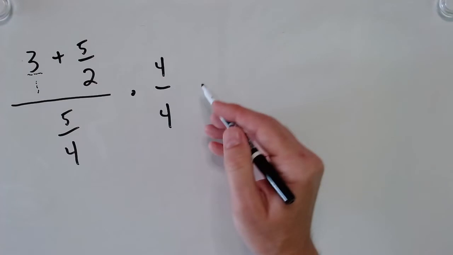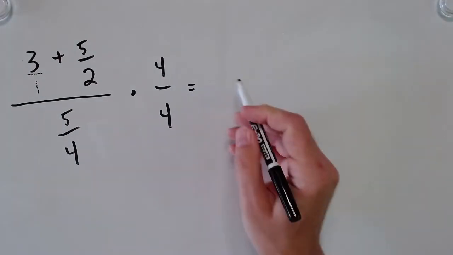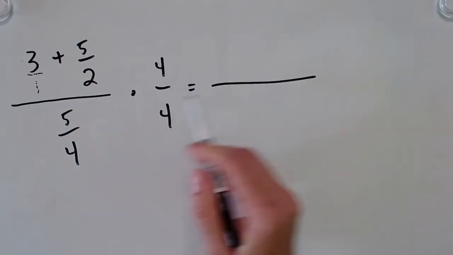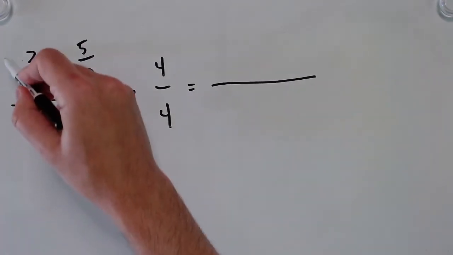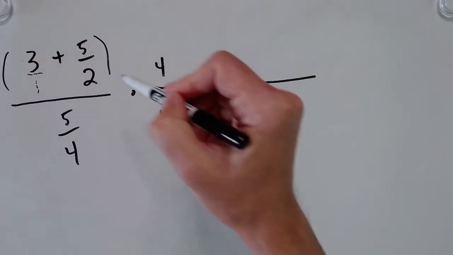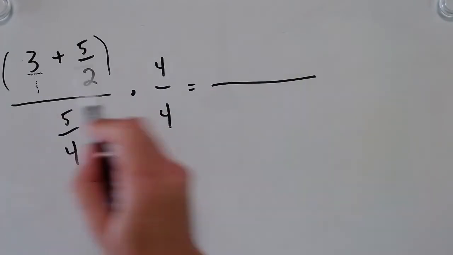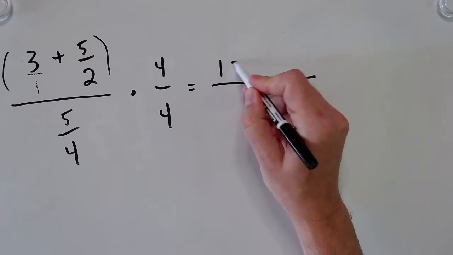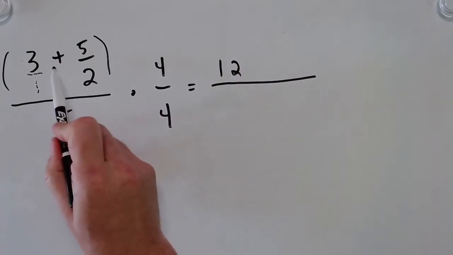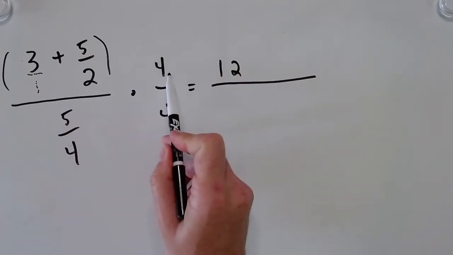So let's look at the top first. We're going to make a little nice equal sign here and do this. And we've got 3 plus 5 halves. So we have this quantity. And we could think about it like this if we wanted to, that we need to distribute this 4 into. So 3 times 4 is 12, and we have 5/2 times 4.